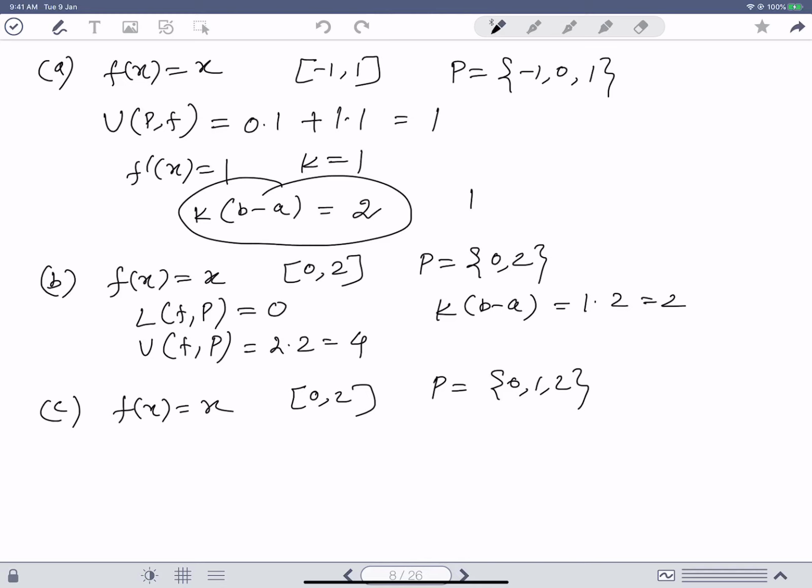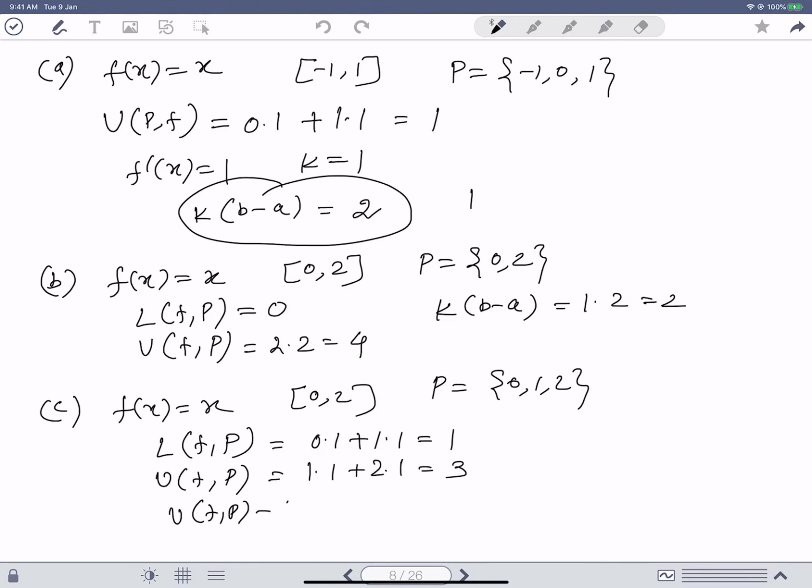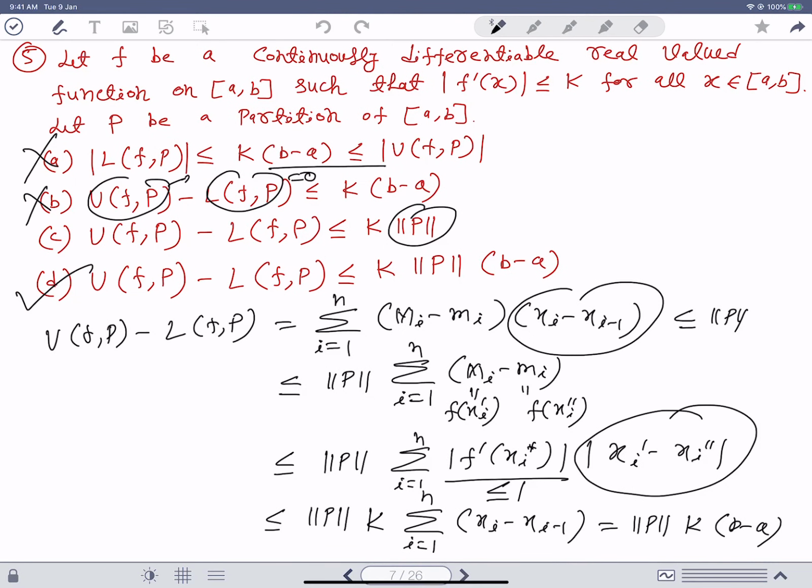Now, you can check what my LFP is. LFP will be 0 into 1 plus 1 into 1, that is 1. UFP will be 1 into 1 plus, between 1 and 2, the maximum value is 2, so it is 3, right. So, UFP minus LFP is 3 minus 1, that is 2, but norm P is 1, k is also 1, that is 1 into 1, that is 1. So, we are done. That means this is also not true.